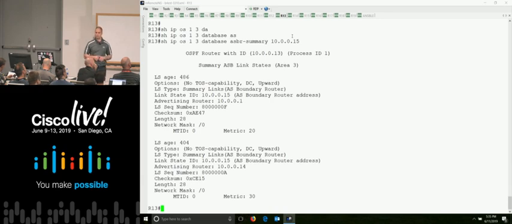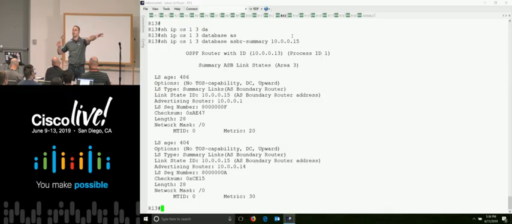What are we missing? So we're standing on R13, and we just talked to the ABRs. We said, hey, what's your cost to get to 15? What's your cost to get to 15? What other piece do we need? We need our cost to get to the ABRs, right?